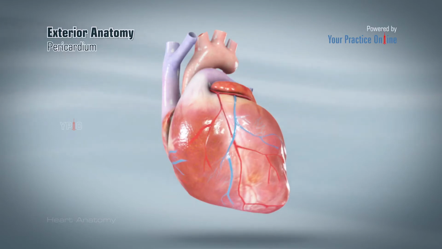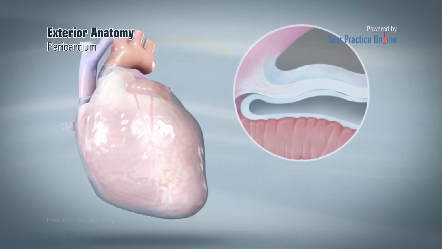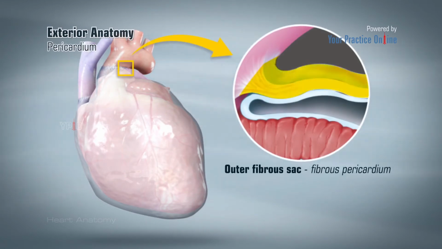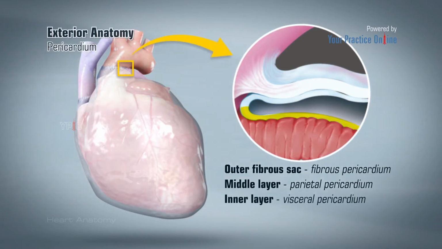Pericardium. The pericardium is a fluid-filled sac that encloses the heart and the ends of its major blood vessels, including the aorta, vena cava, and pulmonary artery. The pericardium is made of 3 layers. 1. Outer fibrous sac, fibrous pericardium. 2. Middle layer, parietal pericardium. 3. Inner layer, visceral pericardium.